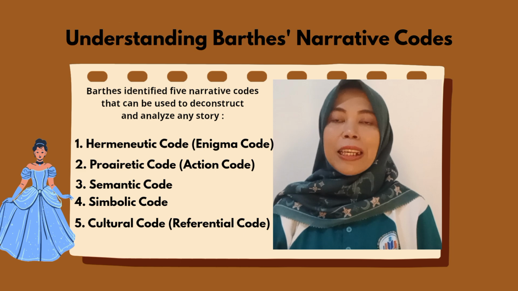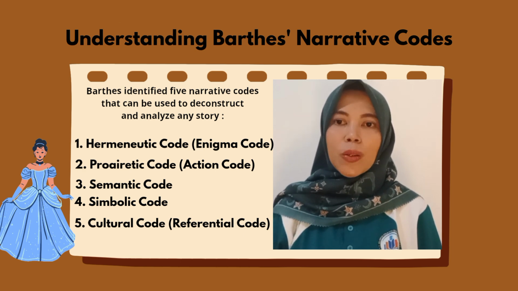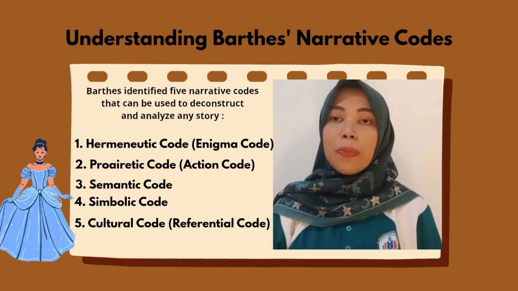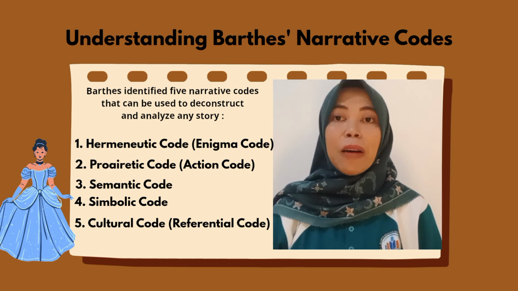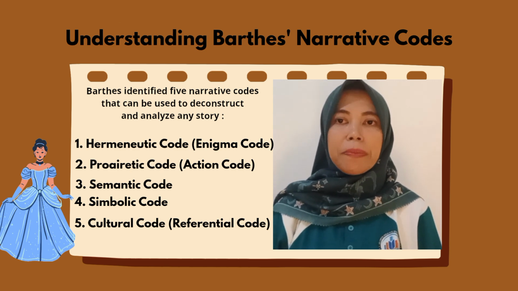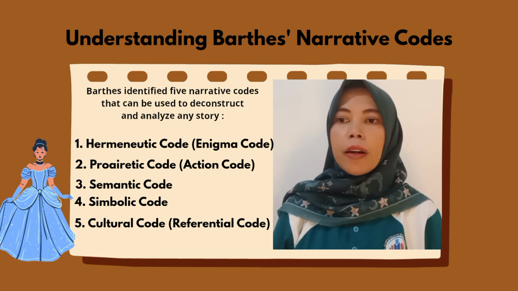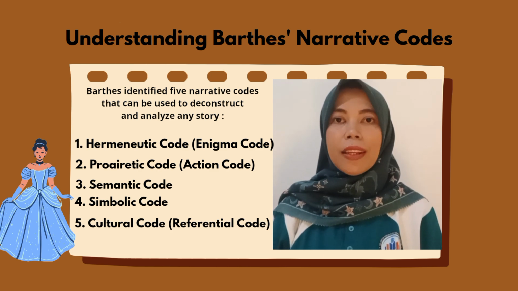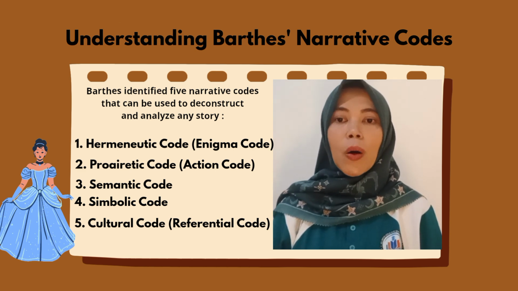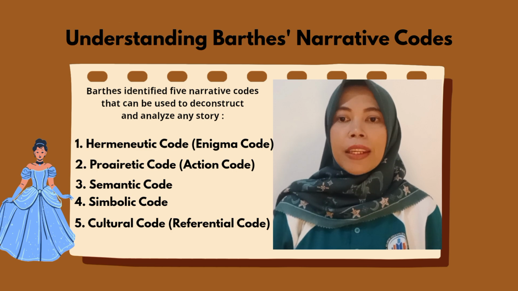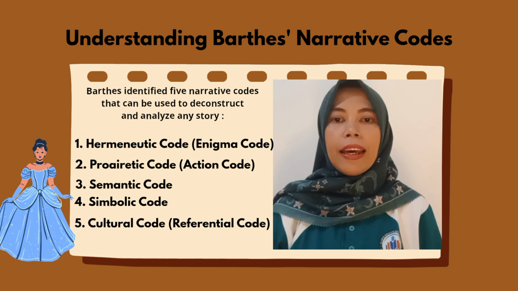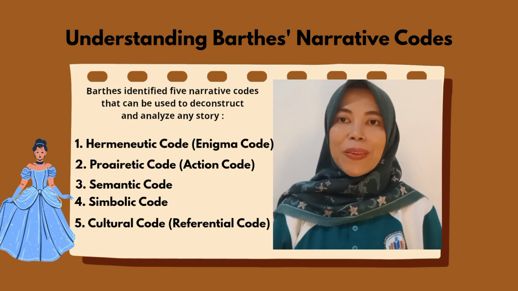Number three is semantic code. It relates to connotations within the story that contribute to its deeper meaning. Number four is symbolic code. It concerns the symbolism and themes that offer a more profound understanding of the narrative. Number five is cultural code, referential code. It involves reference to the broader cultural knowledge and understanding shared by the audience.